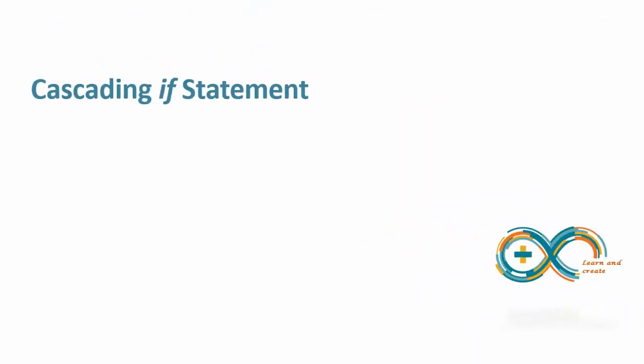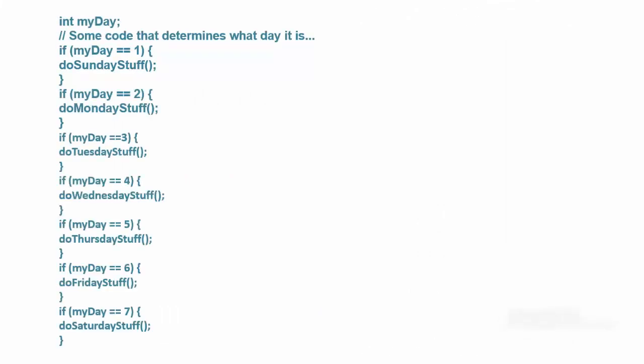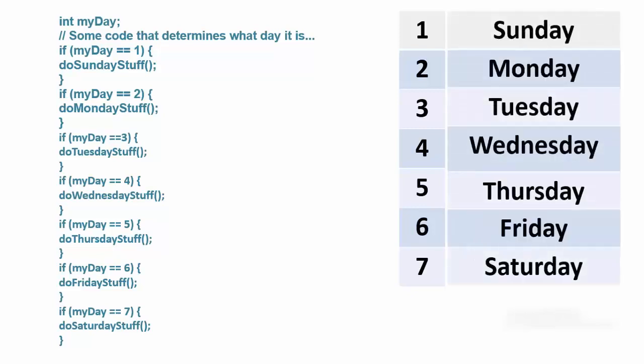To understand this concept, let's discuss the following code. Often a program requires specific actions to be taken when a specific value for a variable is read. This code determines what day it is on the basis of a specific value of a variable and performs actions related to that day. For example, you might have a variable named myDay that can assume the values 1 through 7. Each value corresponds to a day starting from Sunday through Saturday.